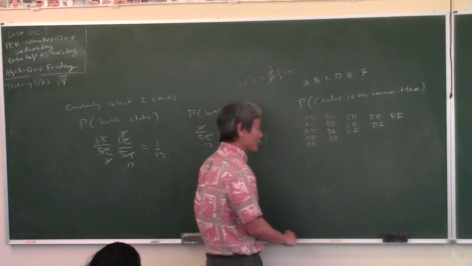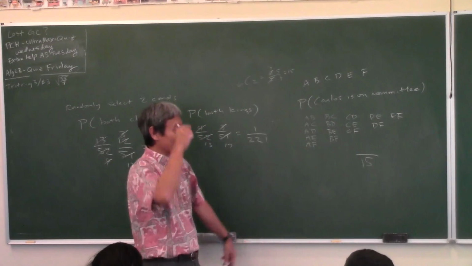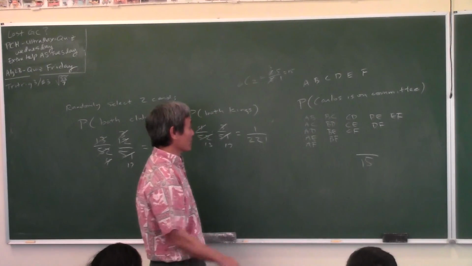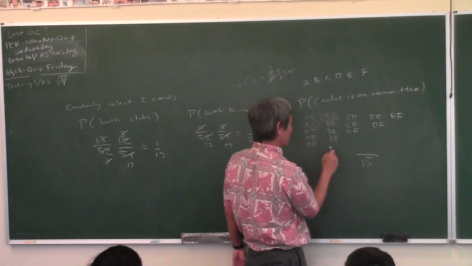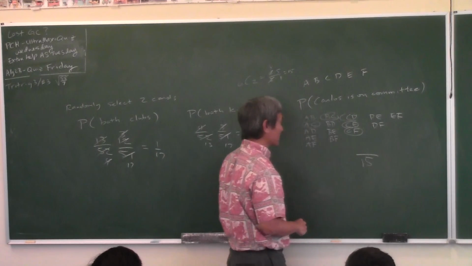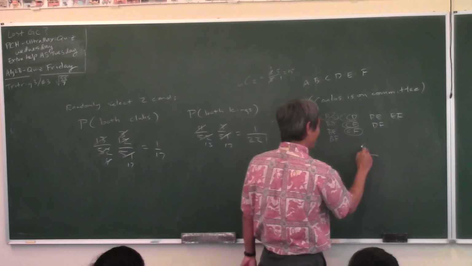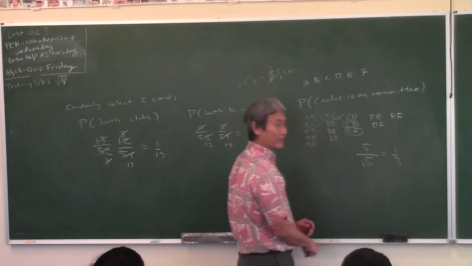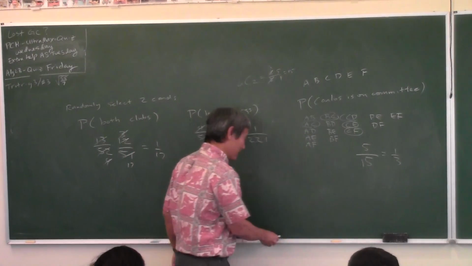So you know the answer is going to be something out of 15. What is the probability that Carlos will be on the committee? Well, just count all the ones that have Carlos. Carlos, Carlos, Carlos, Carlos, Carlos. That's it. So what is that? 5. Did I miss any? No, so 5 out of 15, which is 1/3. There you go. So if you can write out the sample space, probability is easy.